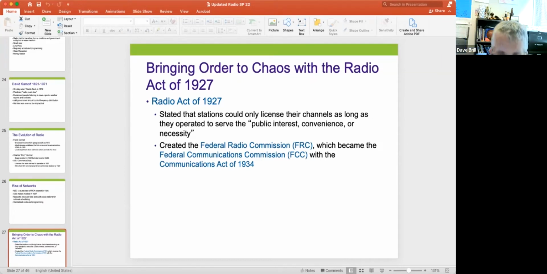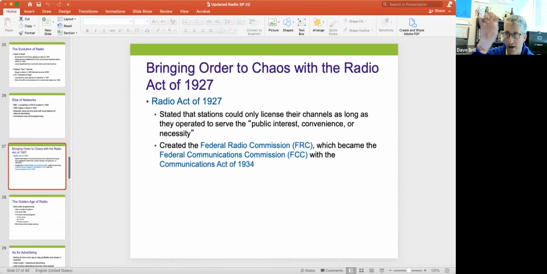But anyway, I digress. So the Radio Act of 1927, which is a forerunner to the FCC being established in 1934, said that stations could only license their channels as long as they operated to serve the public interest, convenience, or necessity. It also established the Federal Radio Commission, or FRC, which essentially meant when you applied for a radio license, you had to make sure that whatever frequency you were put on AM radio at that point, not FM, but AM, there wasn't another station occupying that same area. So it made a big difference.